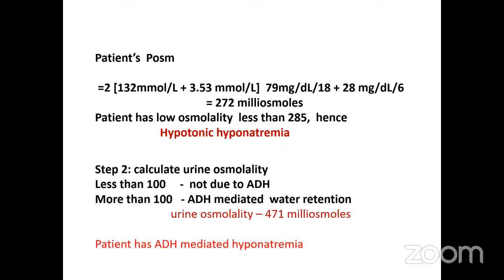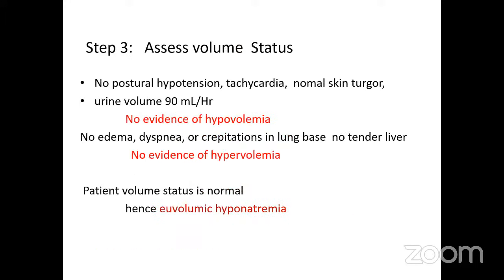This ADH secretion may be for an appropriate stimulus or for an inappropriate stimulus. This patient had a urine osmolality of 471, thereby leading to a diagnosis of ADH-mediated hyponatremia. Now, what is the third step? We have to assess the volume.